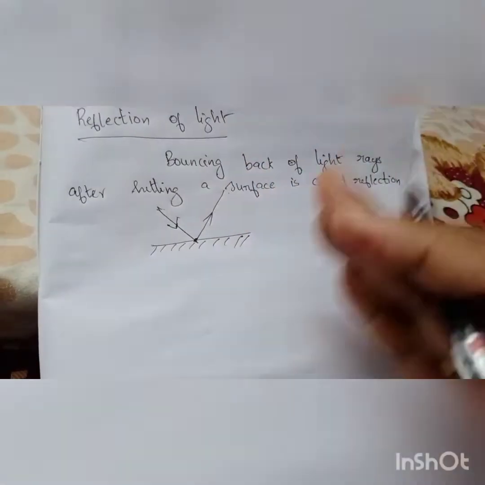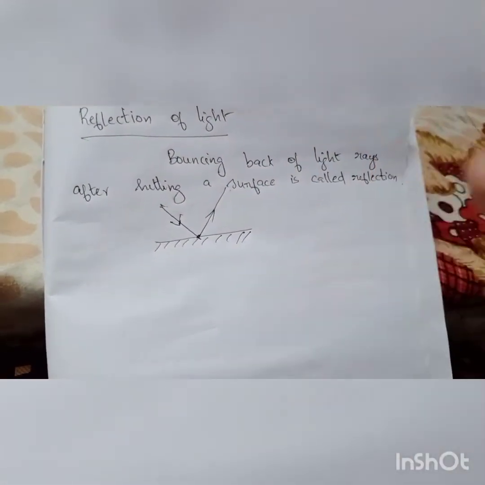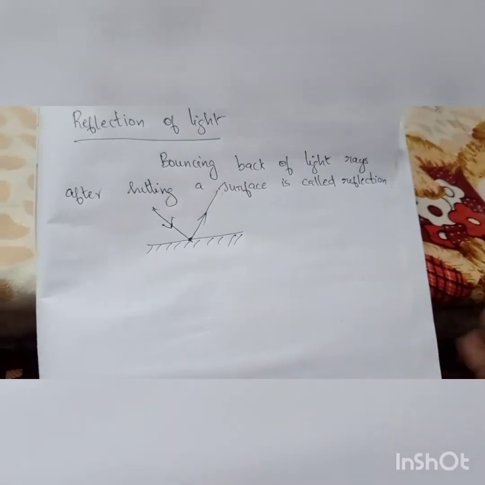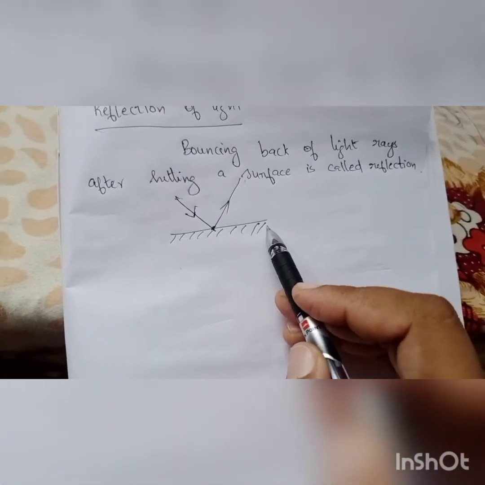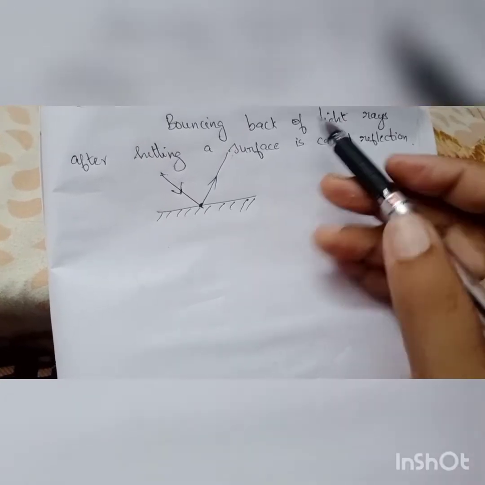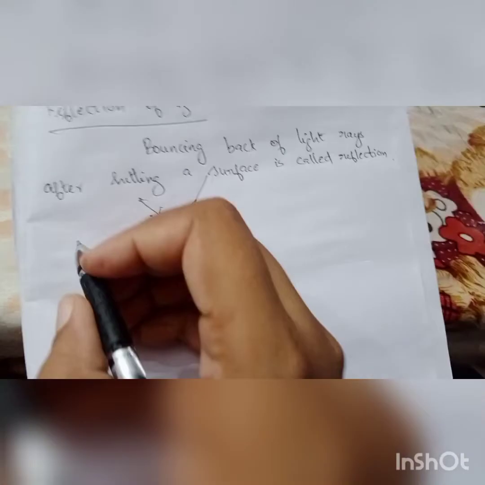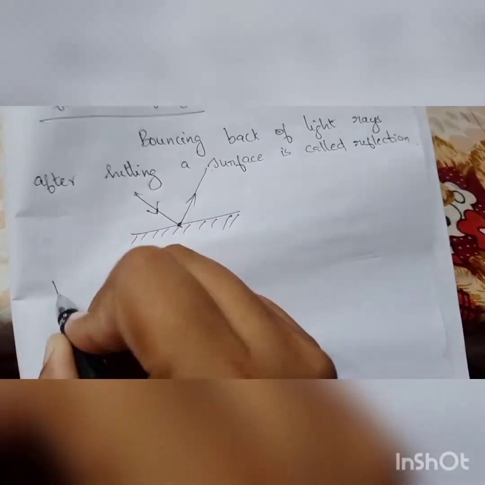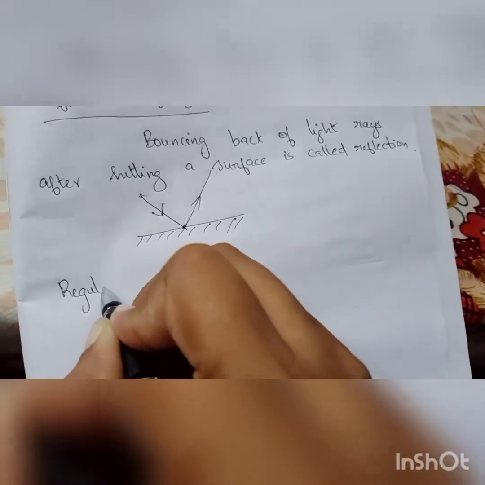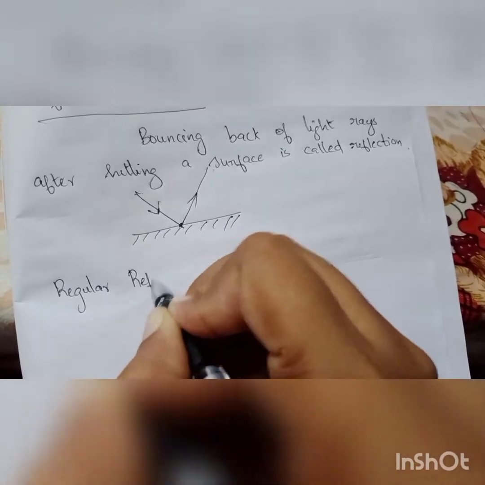We know when we play ball, the ball just bounces back, right? That is exactly the same process. When light rays fall on any reflecting surface, they just bounce back. This is what is called reflection. Reflection is of two types. The first one is called regular reflection.